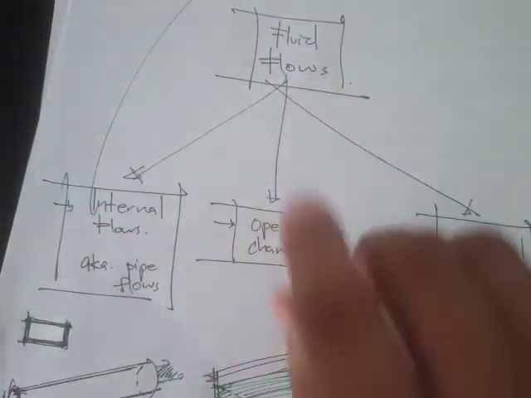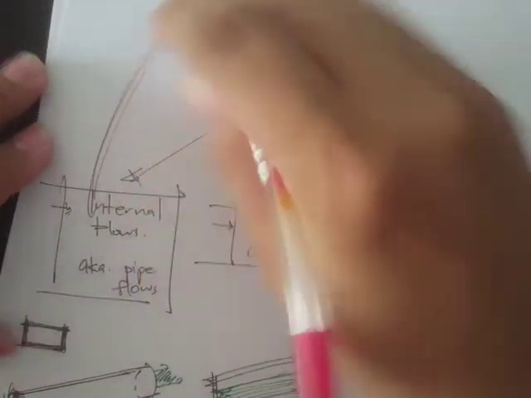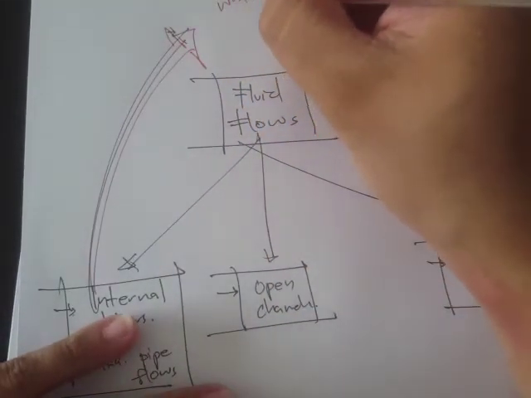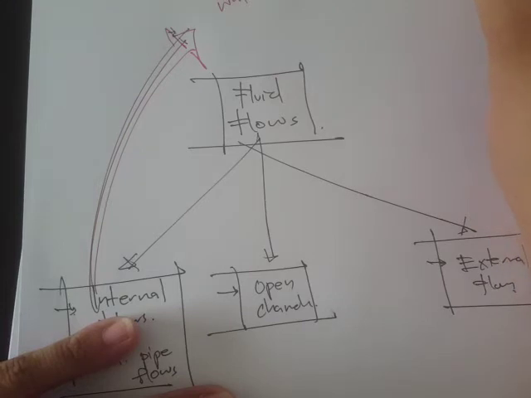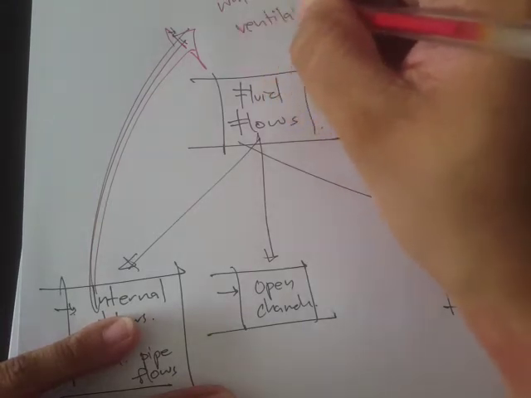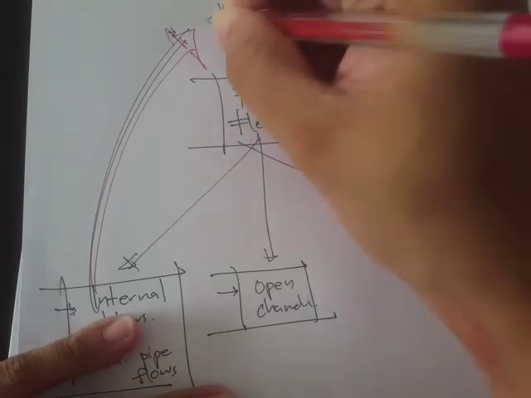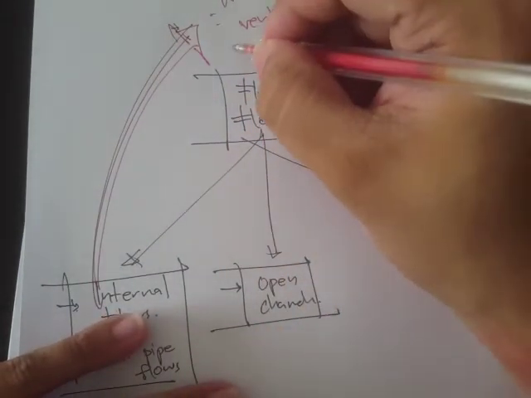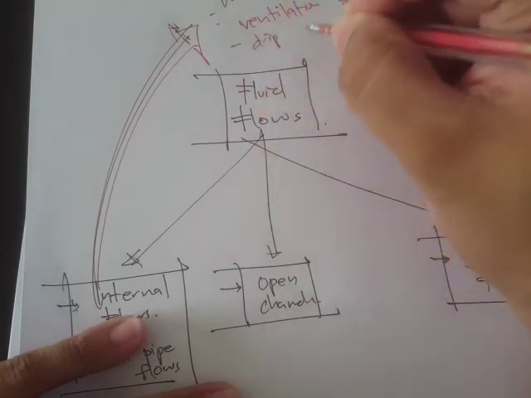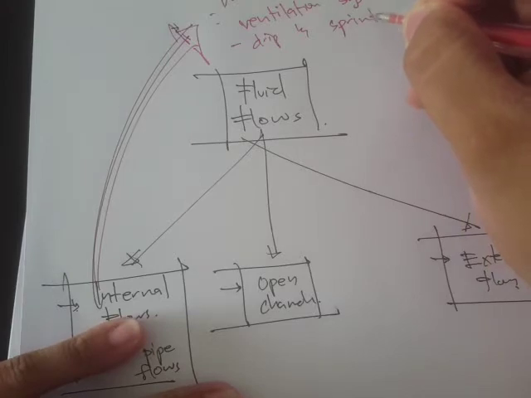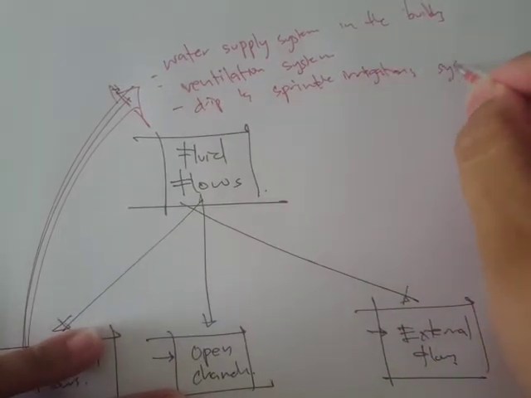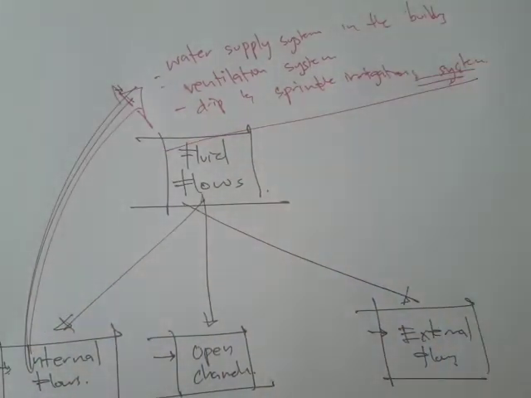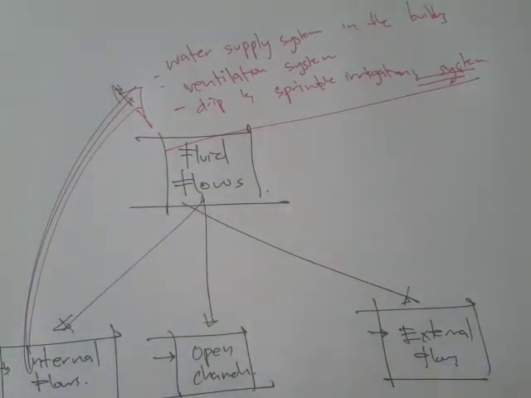By the way, where do we find this internal flows application? We can find this, for example, in water supply systems in buildings, ventilation systems, and even in agriculture we have the drip and sprinkler irrigation systems. Okay, so now let's get into the detail.